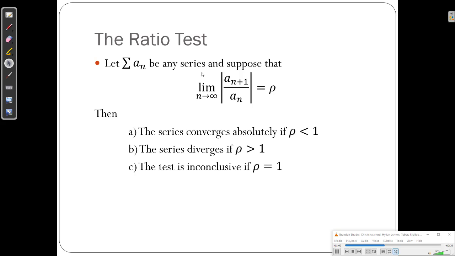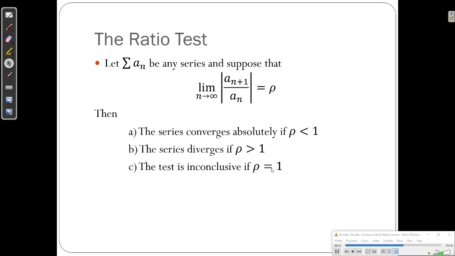So take any series, and suppose that you take the limit as n goes to infinity of the n plus 1th term over the nth term, and you get some number rho. If rho is less than 1, the series converges absolutely. If rho is greater than 1, the series diverges. It's the ratio between the next term to the previous. If it's decreasing, so if it's less than 1, it's going to converge absolutely. If the ratio is increasing, the next term is actually bigger than this one, then it's going to diverge.